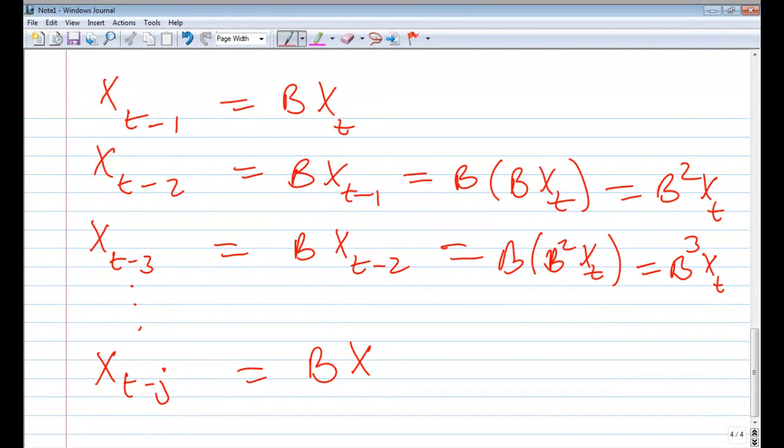It's equal to b to the power j, xt. Not j plus 1, j. I think it's xt minus, in bracket, j minus 1. It's not, Sir, it's b to the power j xt.